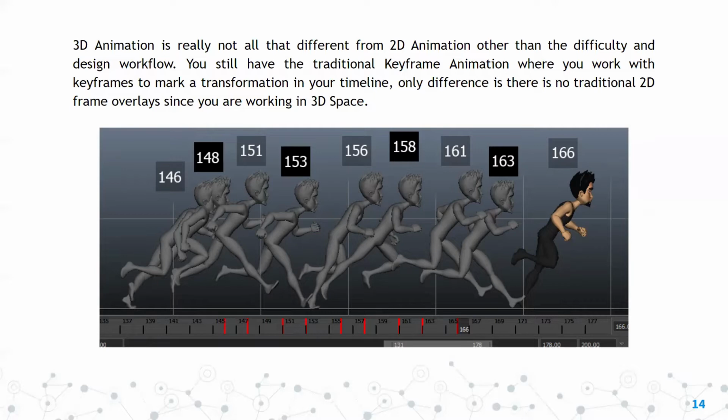You still have the traditional keyframe animation where you work with keyframes to mark a transformation in your timeline. The only difference is, unlike in Adobe Flash or whatever software you use, there you can see the previous layer or previous frame. Here in 3D, we don't have that. So that's one more difficulty factor to consider when transitioning from 2D animation to 3D animation, those frame overlays. Yes, we're no longer working in 2D, we're working in 3D space.